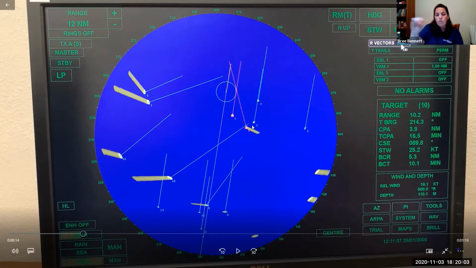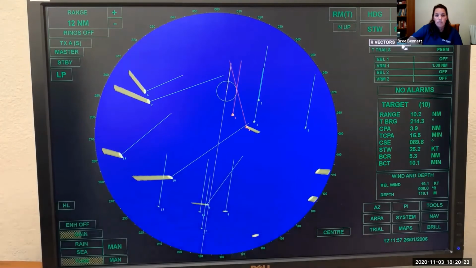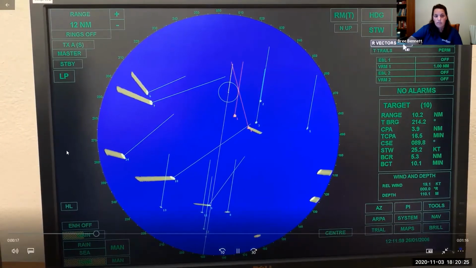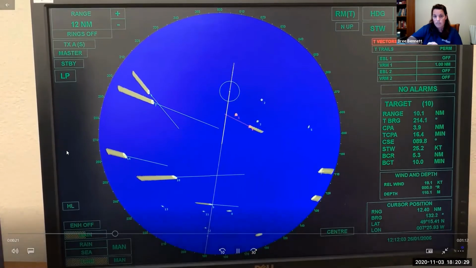So the relative motion line is the quick way of deciding, hey, which contact or target here am I concerned with? So we see if no one changes their courses or their relative motion lines. So that's why relative motion is so important. And that is basically what we're going to be doing today, our relative motion lines.